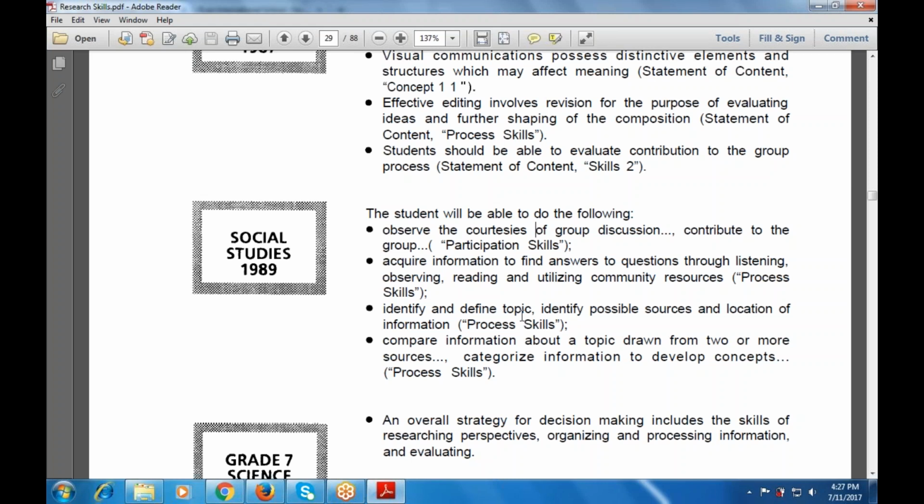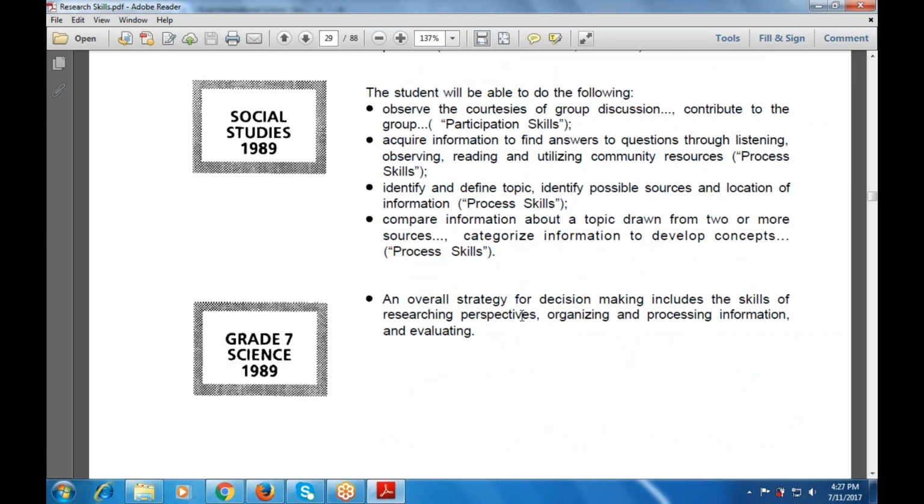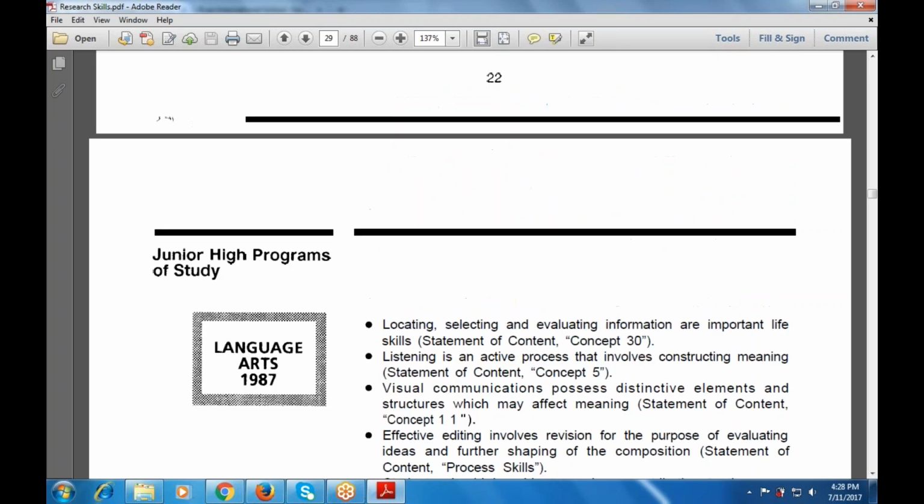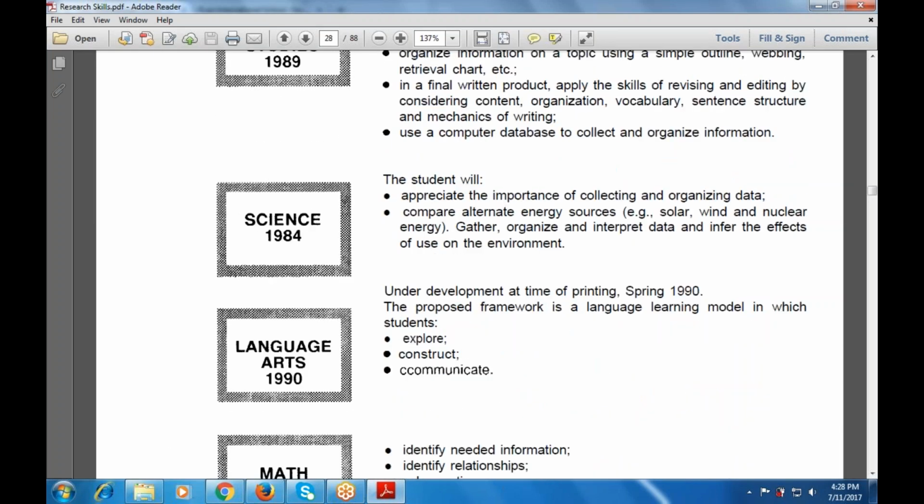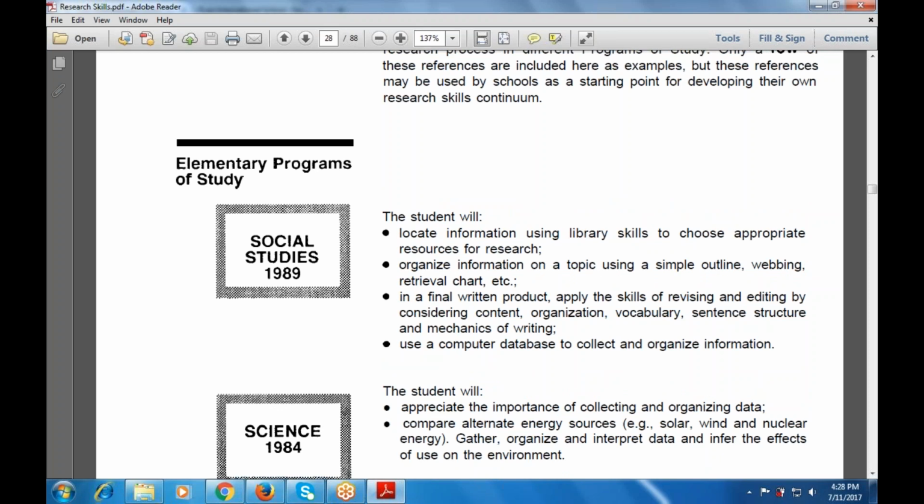Then next is the grade 7 science. So the overall strategy for decision making includes the skills of researching perspectives, organizing and processing the information, and evaluating. How we can research the perspectives, how we can organize the information, how we can process the information, how we can evaluate the information. So these are the various understandings, the various elementary programs of study in which the student will participate in terms of the environment and the appropriate resources.